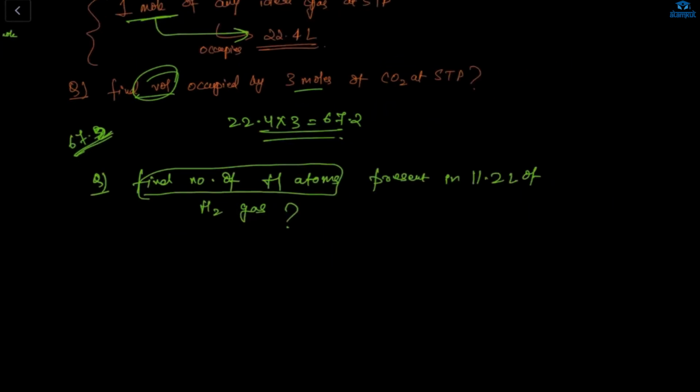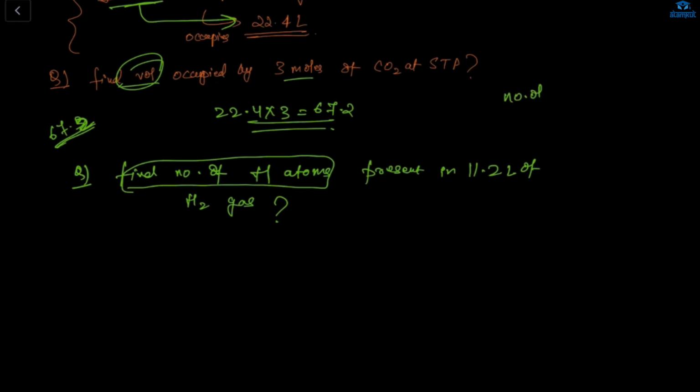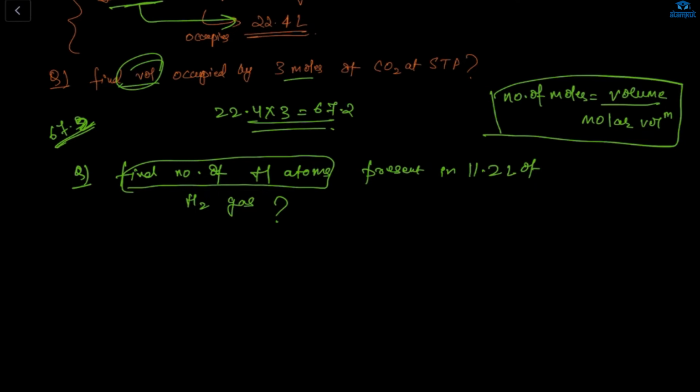Okay, wait. First, let me write the formula. Volume over molar volume. Is that 22.4 divided by 11.2? Ma'am, we'll divide 22.4 by 11.2, so we'll get the answer as 2 moles. No, you will divide 11.2 upon 22.4. Otherwise, it'll become fractional. So this will be 0.5.